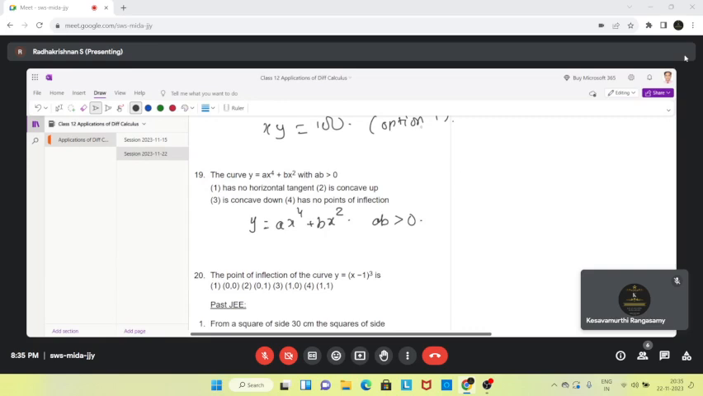Sir, f dash of 0, the x and y values, is that the point of inflection? Actually, point of inflection means where f double dash of x, the second derivative of the function, is 0. So that means the rate of change of slope is 0.